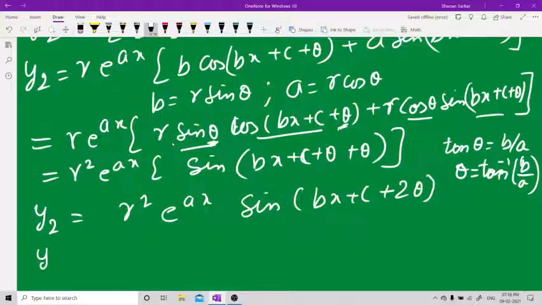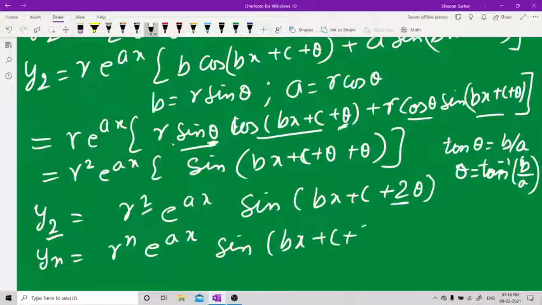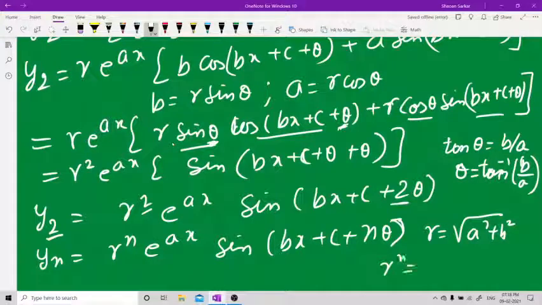So yn equal to r to the power of n, this is for second it is 2, for n it is r to the power of n, e to the power of ax sin bx plus c plus n theta, where r is under root of a square plus b square, and r to the power of n is a square plus b square to the power of n by 2. Like squaring, you have to take power of n on both sides.